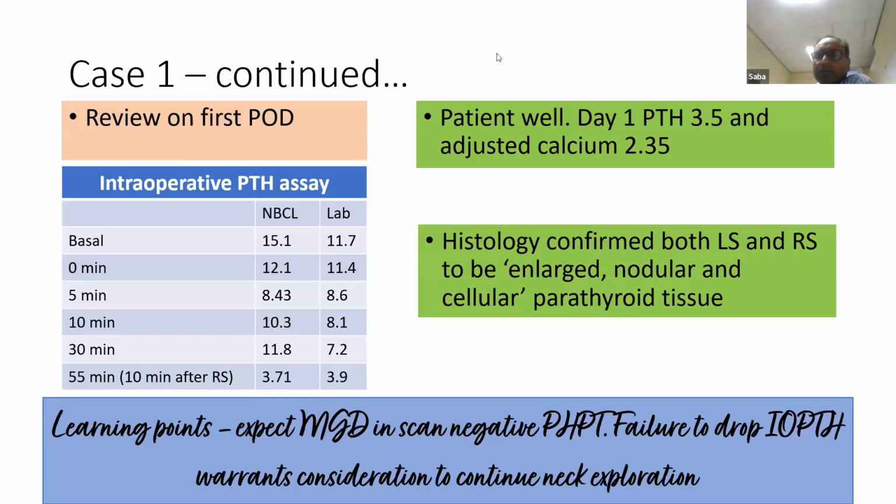Alison, got your hand up. Why did you think that you would devascularize the right inferior? Because you've got a level at 3.7. So why did you think you devascularized it?